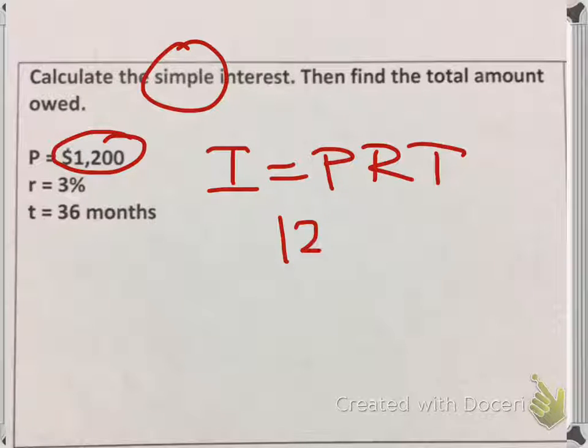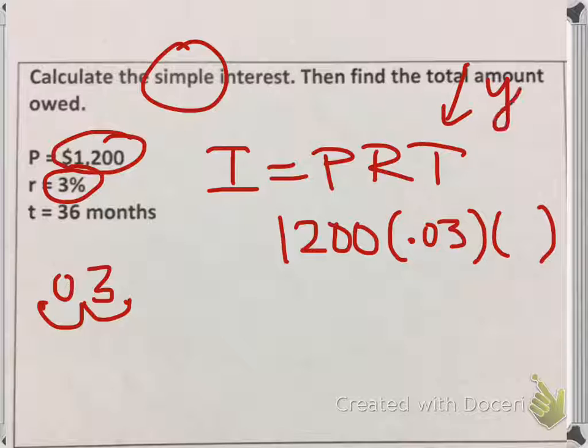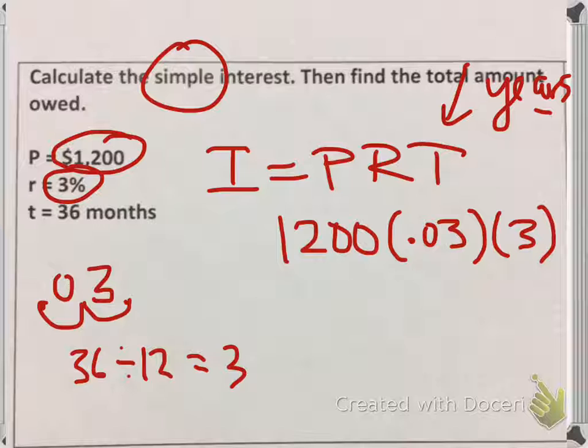P is our $1,200 that we start out with. It's called our principal. Our rate is 3%, but if you remember, we have to write that as a decimal number. So 3% gets written as 0.03. And then time is always done in years. So how many years is 36 months? We'll take that 36 and divide it by 12 because there's 12 months in a year, and we get 3 for the number of years.